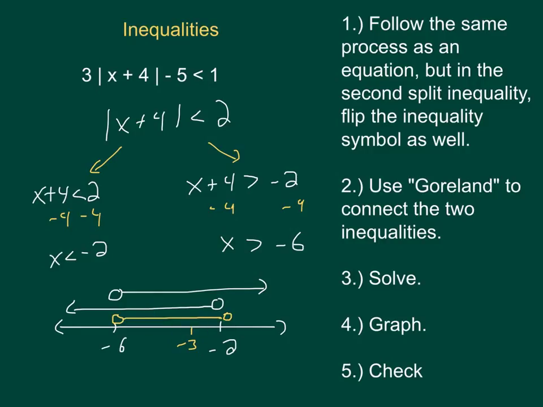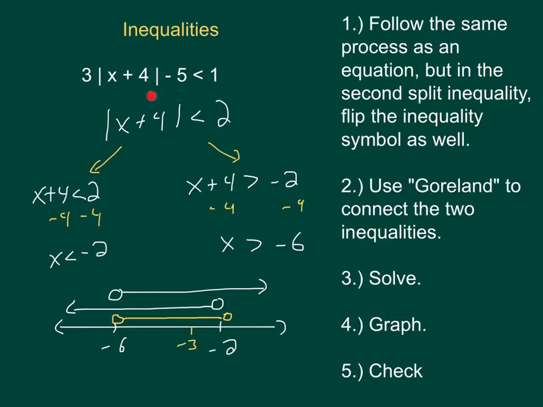So this is an "and," and there's a couple of ways that we could talk about that, but there's a shortcut that we're going to focus on for now, and that's mentioned in step 2. I'm going to use Gorland, which is a little phrase there. I'll talk about more in class.